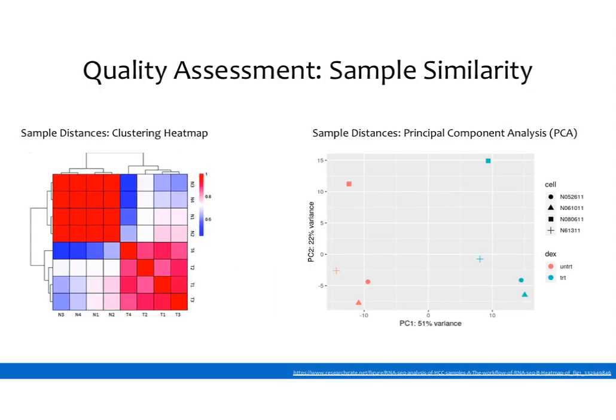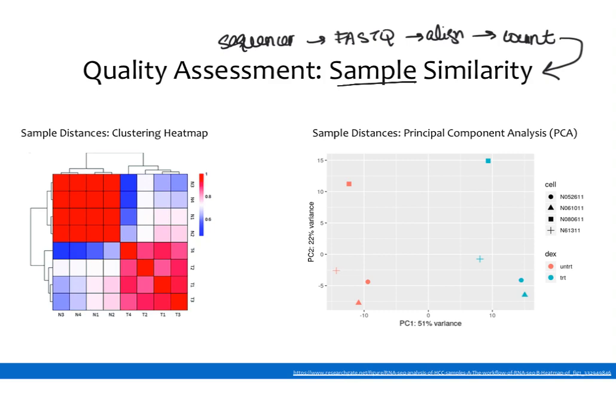Okay, so now we've done our alignment. So we've gone from sequencer, we've made our FASTQ files, we've aligned our FASTQ files, and we have a count table. And now that we have a count table, we really want to check and make sure that the samples are similar. So what that means is that replicates should be similar and conditions of interest should be different, because we're trying to figure out what the difference is between our conditions. So if there's not really too much difference between the conditions, then all we've learned is that there's not that much difference between the conditions and there's nothing much to say about it.